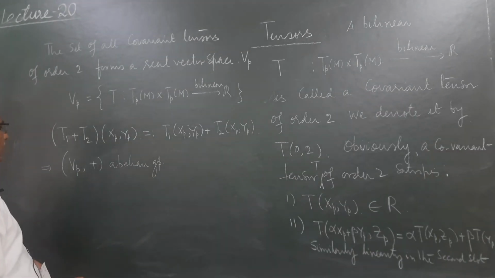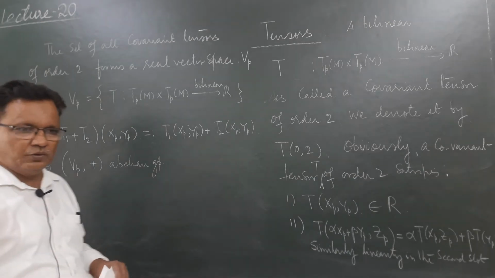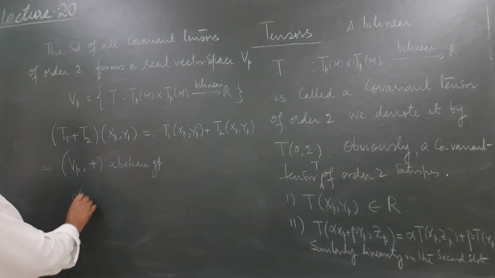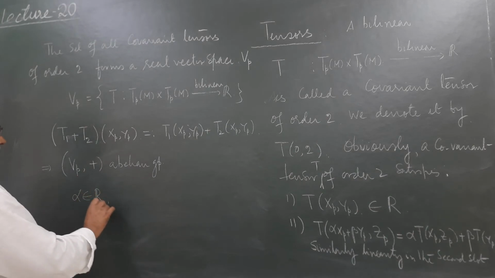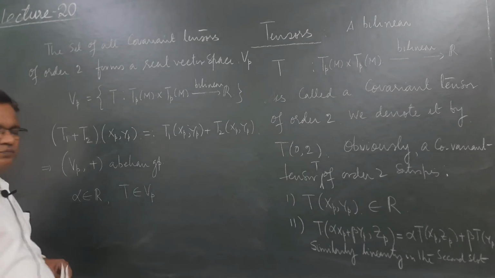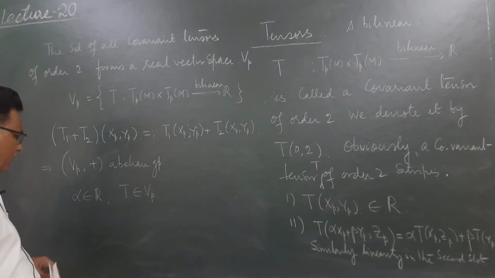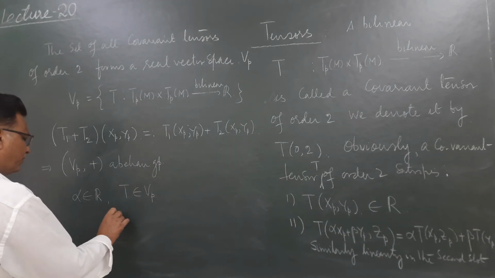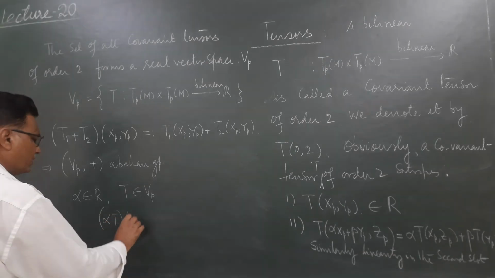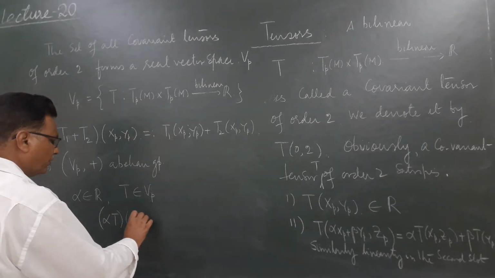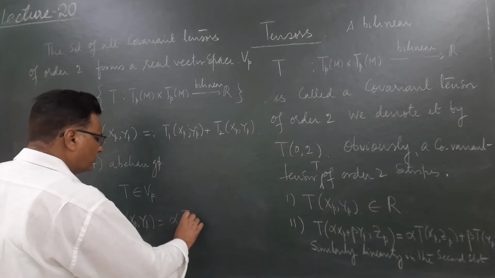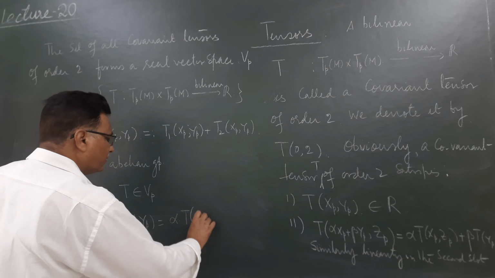ओके. And then you need to know the multiplication by scalars. So if I take alpha a scalar, real number, and T a covariant tensor of rank 2, I am calling it Vp, then alpha T must be defined. So we propose the definition of alpha T at Xp, Yp equal to alpha times T of Xp, Yp.